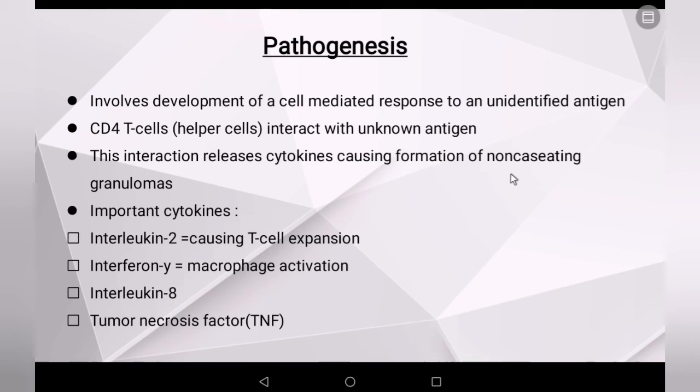Let's look at the pathogenesis of sarcoidosis. It involves the development of a cell-mediated response to an unidentified antigen, as the cause is still unknown. So the CD4 T cells, also known as helper cells, interact with that unknown antigen, and this interaction releases cytokines causing formation of non-caseating granulomas. The important cytokines involved are interleukin 2, which causes T cell expansion, interferon gamma, which activates the macrophages, interleukin 8, and tumor necrosis factor.